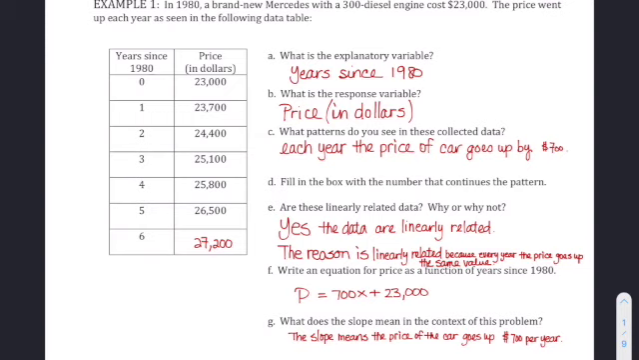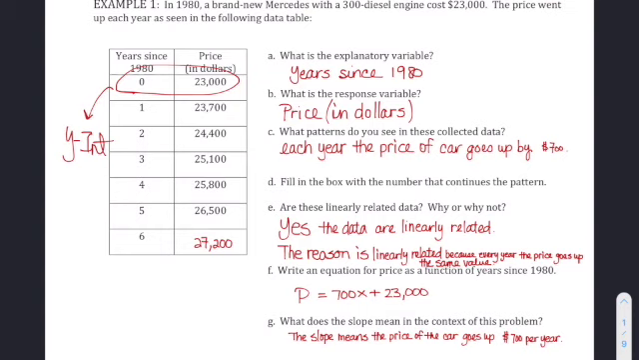Letter F, write an equation for the price as a function of the year since 1980. Remember, when writing an equation you need the y-intercept, and the y-intercept is when x equals 0. So right here is your y-intercept, because x equals 0, and that's going to be 23,000. Then you have the 700x, which means every single year it goes up by $700. For those of you who have done the project related to the cars, you noticed the Prius goes up the same amount, and the same thing is true for the Camaro.